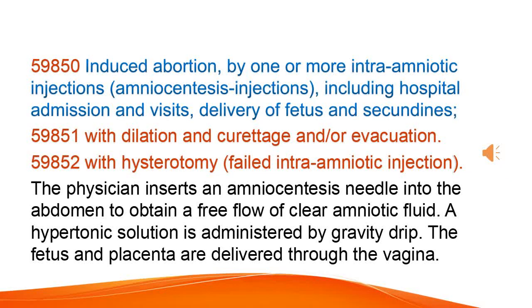Induced abortion, by one or more intra-amniotic injections, amniocentesis injections, including hospital admission and visits, delivery of fetus and secundines. With dilation and curettage and/or evacuation. With hysterotomy, failed intra-amniotic injection. The physician inserts an amniocentesis needle into the abdomen to obtain a free flow of clear amniotic fluid. A hypertonic solution is administered by gravity drip. The fetus and placenta are delivered through the vagina.